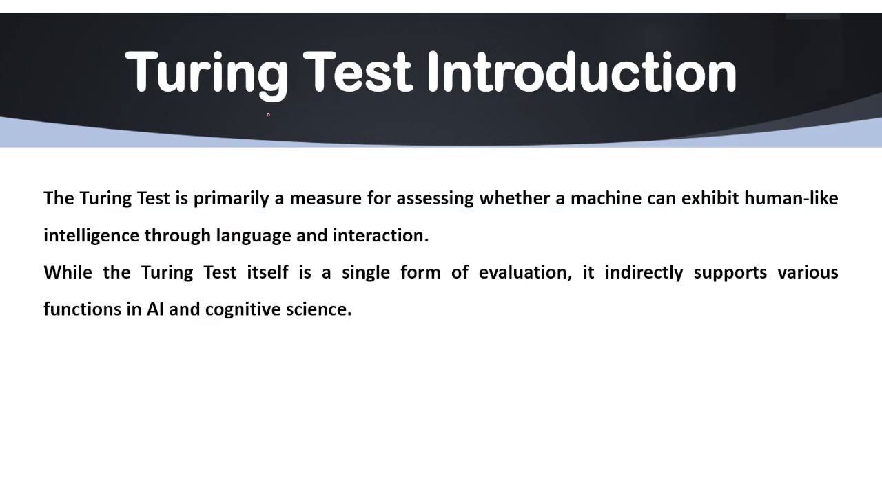So at first, students, you should note that the Turing test was proposed by Alan Turing in the 1950s, and this Turing test is primarily a measure for assessing whether a machine can exhibit human-like intelligence through language or interaction. We need the Turing test in almost all kinds of AI tools. The need of the Turing test includes that it allows us to define AI tools. It provides a simple and clear criteria to evaluate.